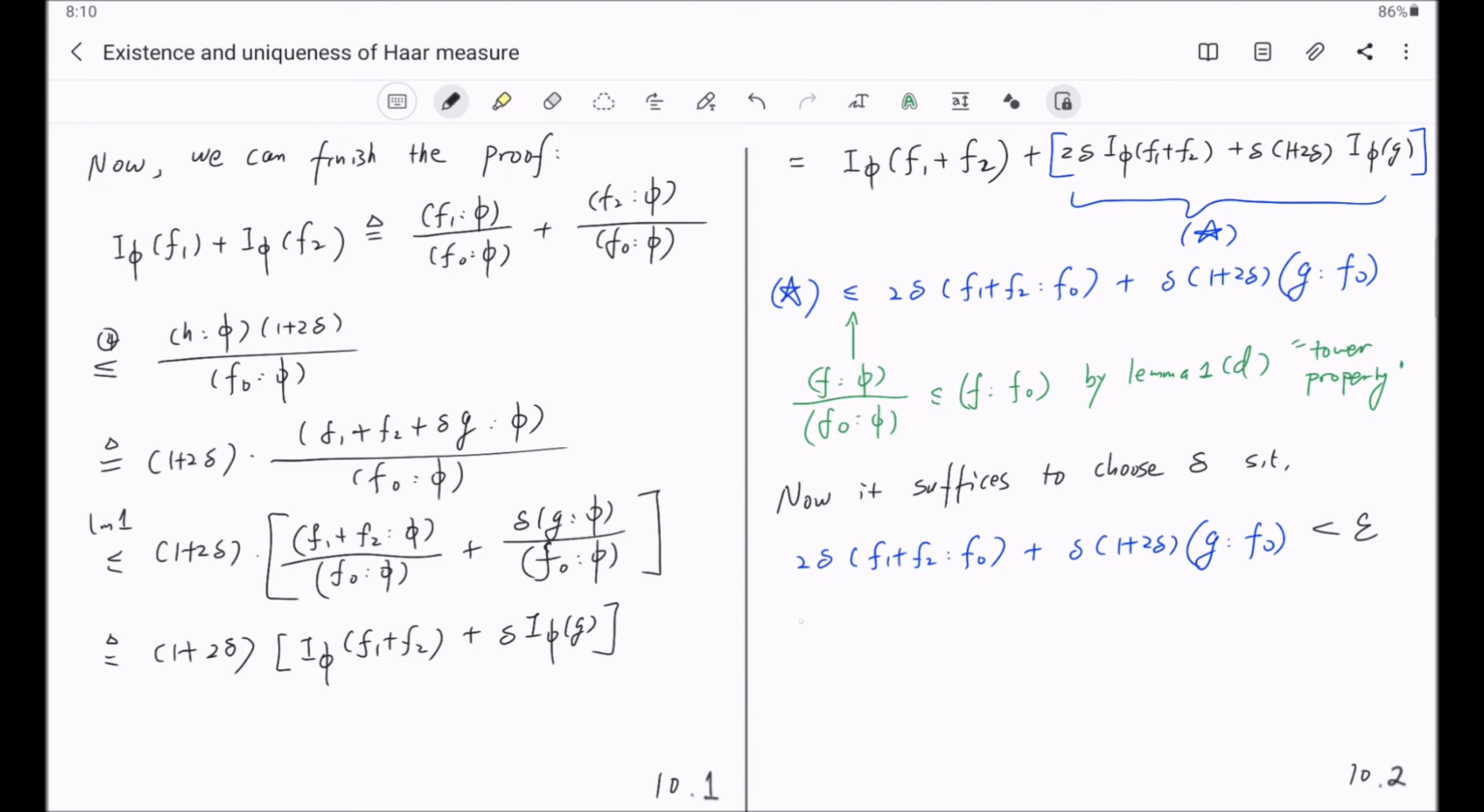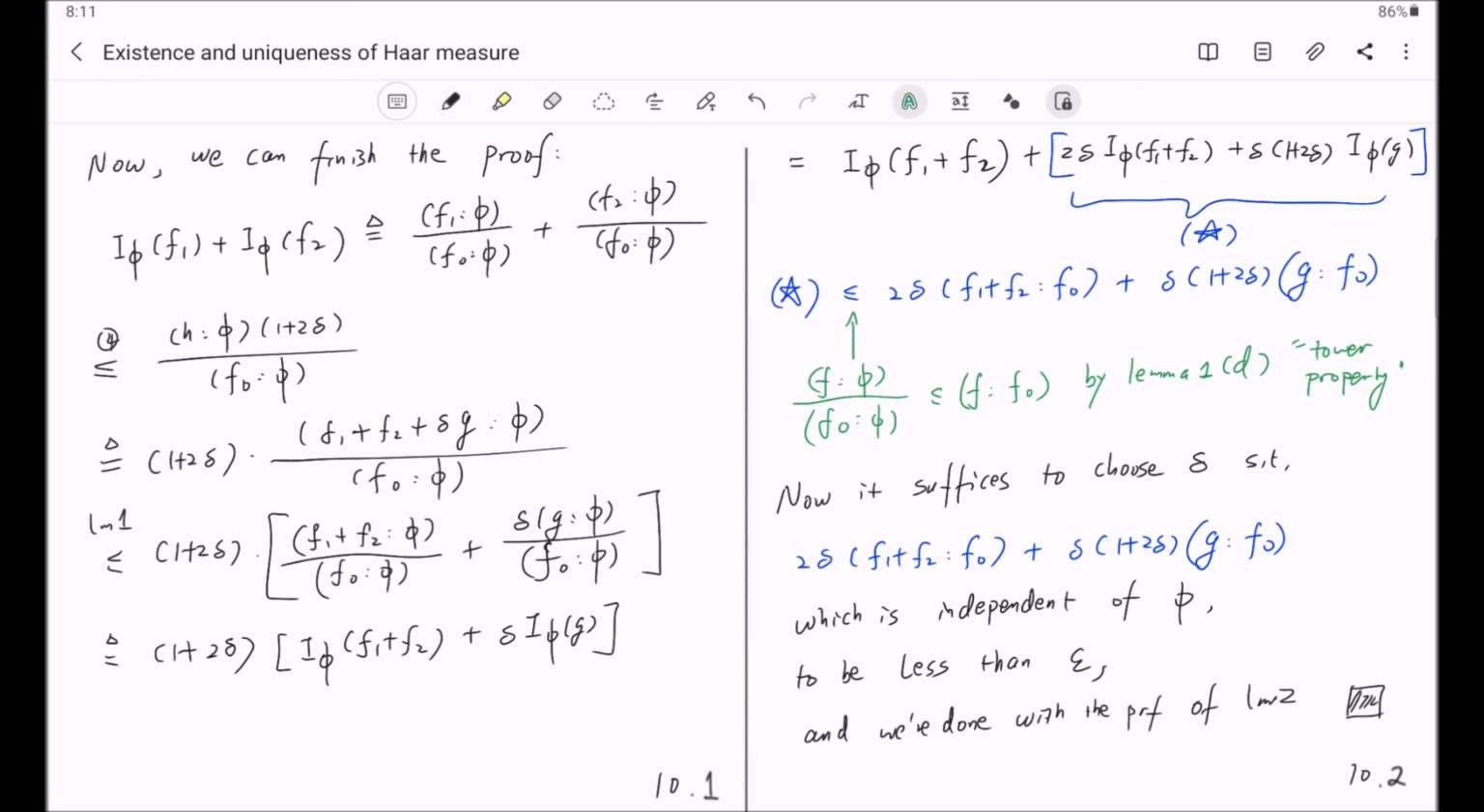So now let me write this down, which is independent of phi. So to be less than epsilon. The epsilon we prescribed at the very beginning in the statement of the lemma. Once we make this choice of delta, we are done with the proof of lemma 2.